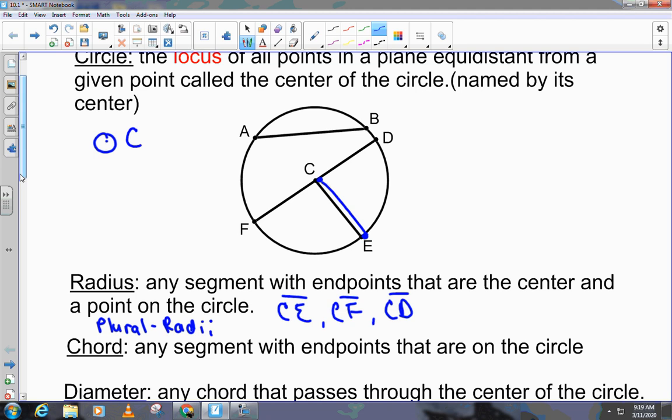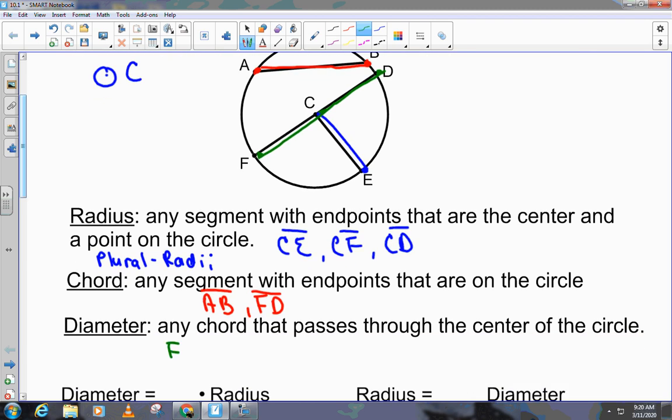Now, another segment in a circle is called a chord. Okay? And a chord is any segment with endpoints that are on the circle. So A is on the circle, B is on the circle, and the segment that connects them is called a chord. Okay, so AB is a chord. What's another chord that you see there? FD is another chord because it has its endpoints on the circle. Now FD is a special kind of chord because it actually goes through the center. Okay, and so when you have a chord that goes through the center, that is actually called a diameter.